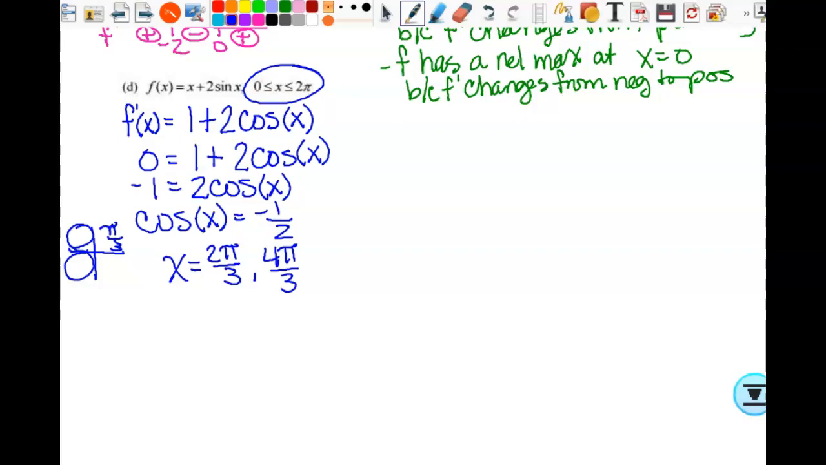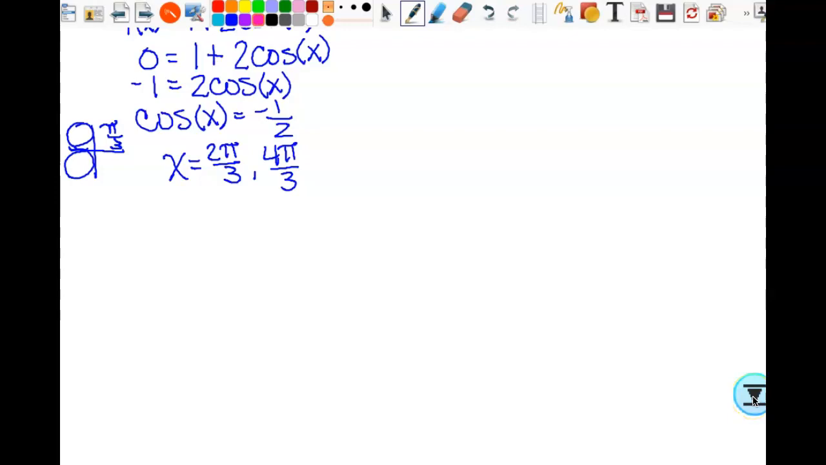So now what do I do with this information? Do the chart thingy, right? So I'm going to do the chart thingy. It's a sign chart. So f prime. So we put on there when it's 0, which is 2 pi thirds and 4 pi thirds. And we're only going from 0 to 2 pi, right? That makes sense? So we don't really have the infinities there.